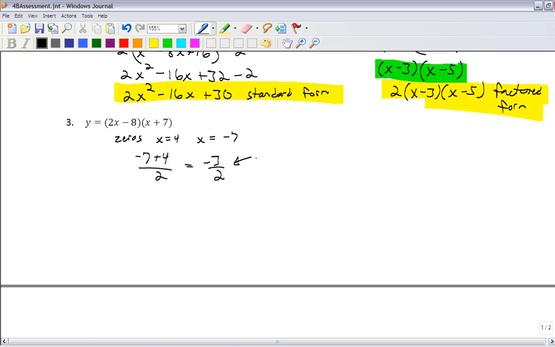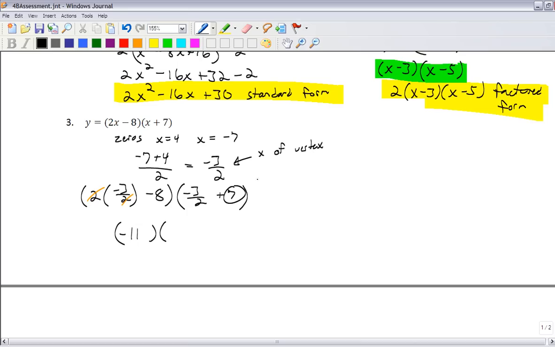Let me make a note: x of vertex. Well, if you want to get the y, you just plug it in. So 2 times negative 3 halves minus 8 times negative 3 halves plus 7. So those 2's cancel. So negative 3 minus 8 is negative 11, times 7 is 14 halves, so that would be 11 halves. So negative 11 times 11 halves is negative 121 over 2. And that's the y of the vertex.